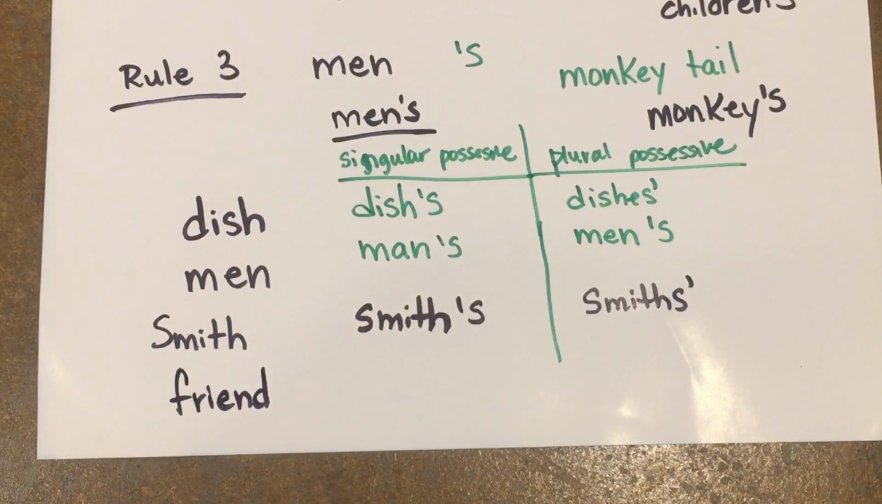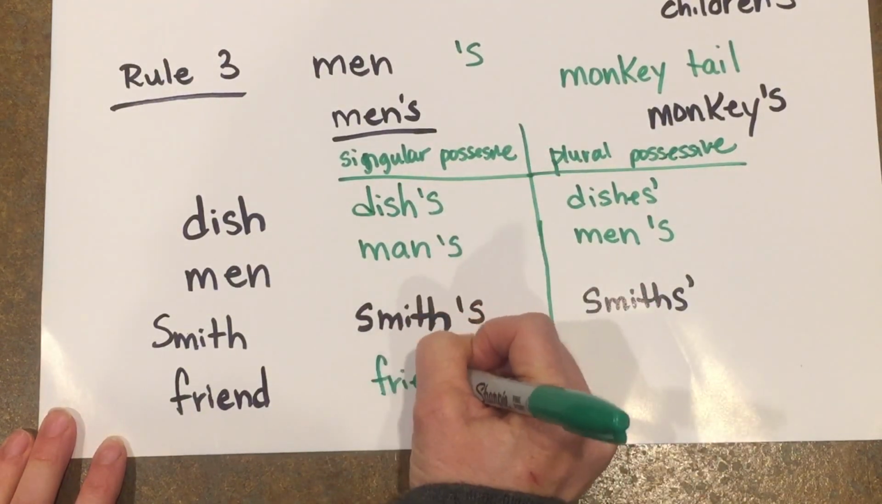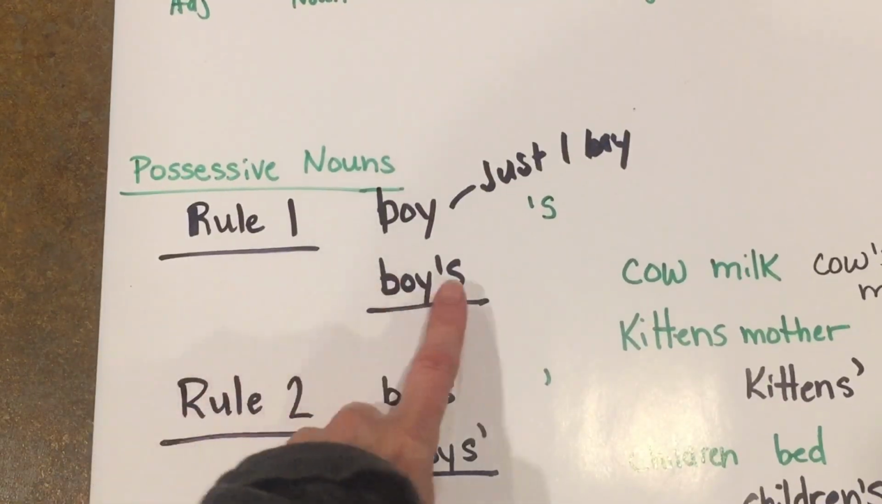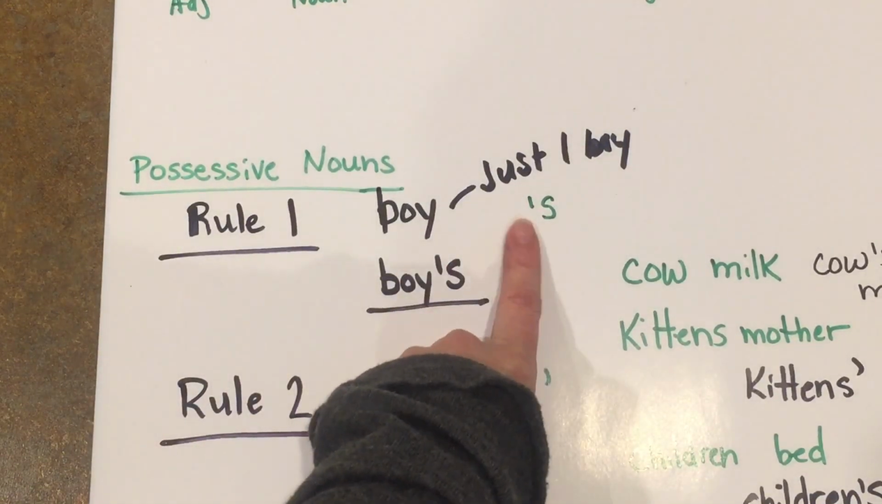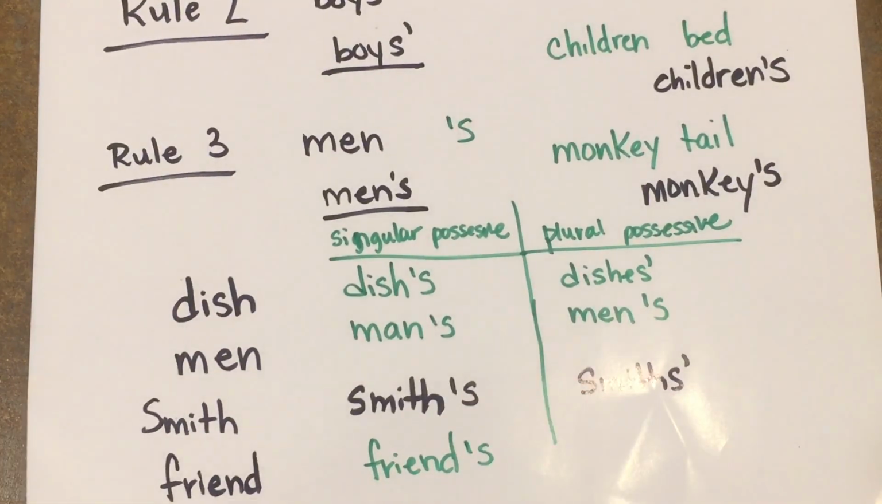Okay, go back to my green here. All right, how about my friend's house? Okay, my friend's house. My one friend, so singular. And how do I make that possessive? If it's just one, we always just add an apostrophe S. Okay, just one friend, apostrophe S.